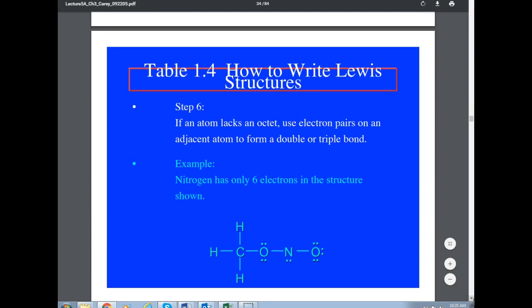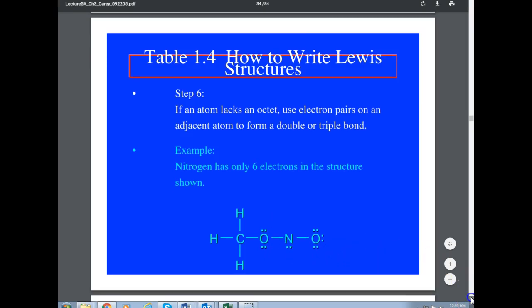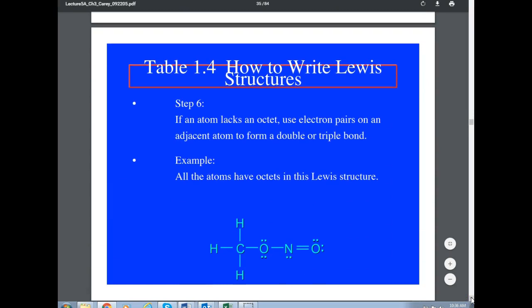And if we're lacking an octet because nitrogen's not happy this way, then we might have to do a double or triple bond. So in this case, we can do a double bond here, and that makes all of the atoms happy having an octet filled around them.